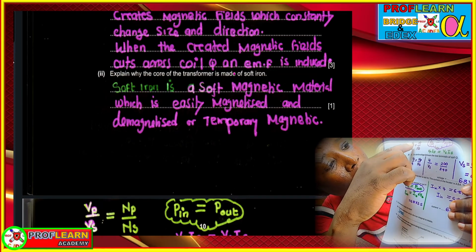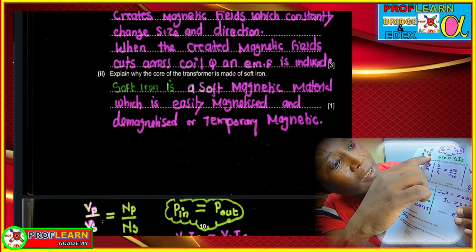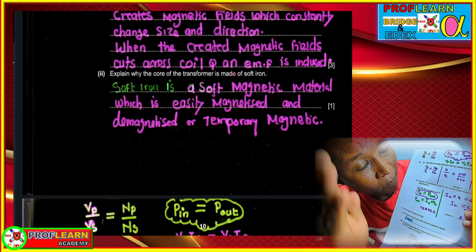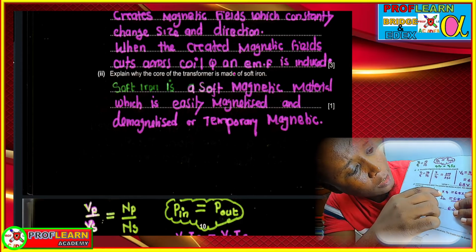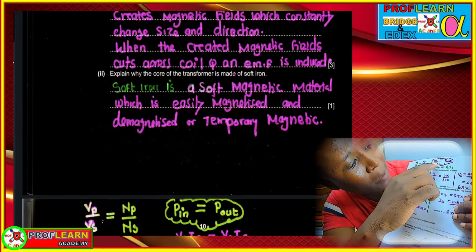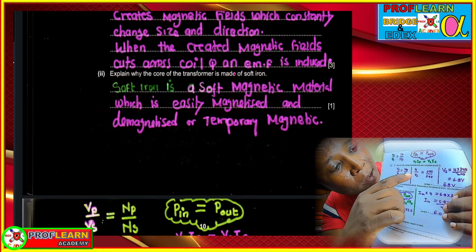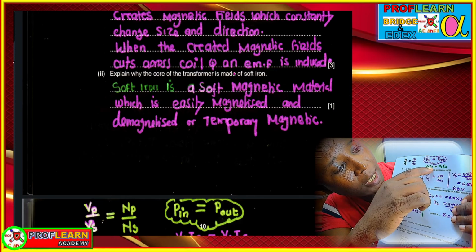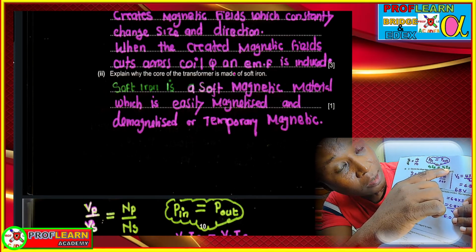Vp over Vs, voltage in the primary coil over voltage in the secondary coil, is equal to number of turns in the primary coil over number of turns in the secondary coil. Or power in equals power out for a transformer which is 100% efficient. Also remember that power is voltage times current, so we can say voltage in the primary coil times current in the primary coil is equal to voltage in the secondary coil times current in the secondary coil.